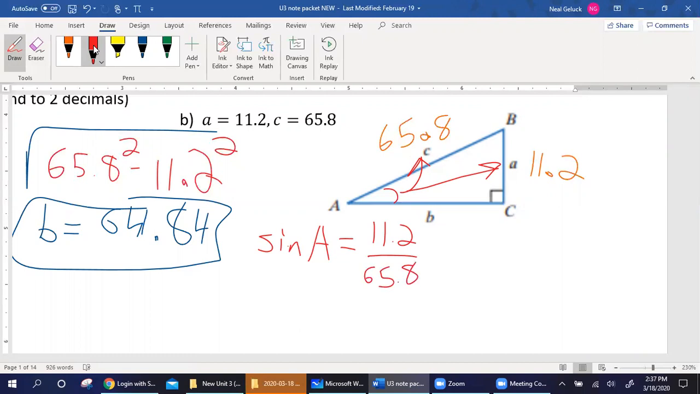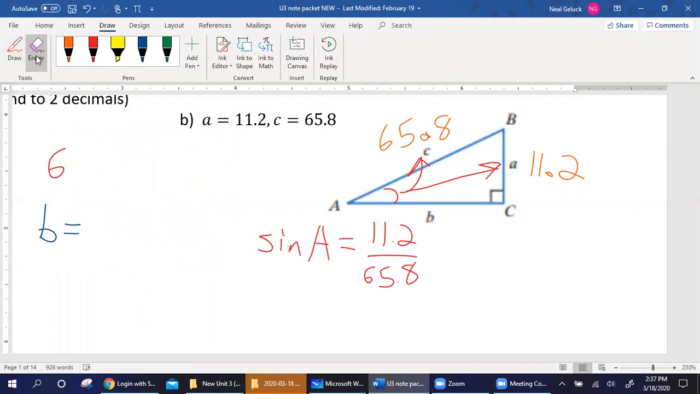Now I use inverse trig to get the angle by itself. So essentially what I'm going to do is take the inverse sine. Let me make a little room here. I'm going to take the inverse sine of both sides. So that's inverse sine. Now it's sine and it looks like it's raised to the -1. It's a poor notation, but it means inverse. So I have to do that to both sides.